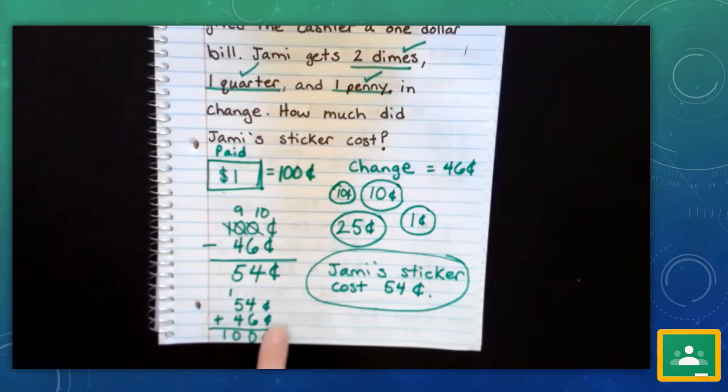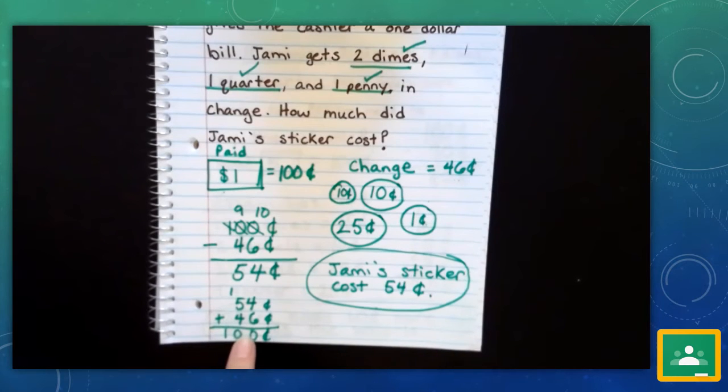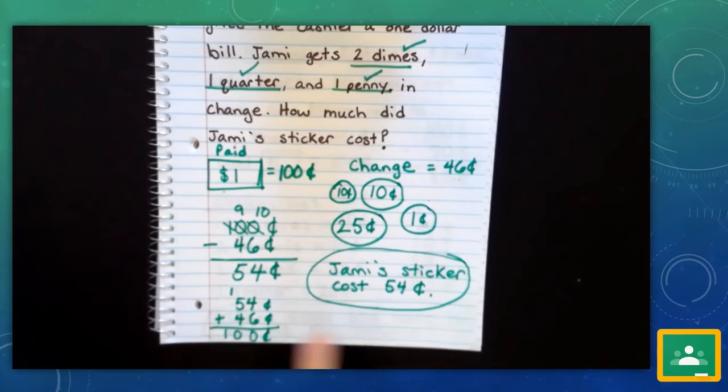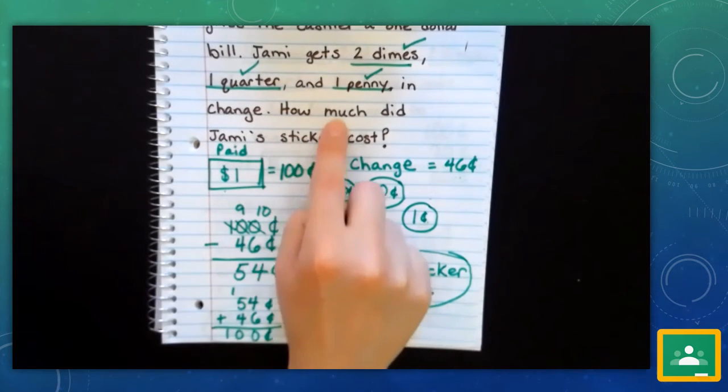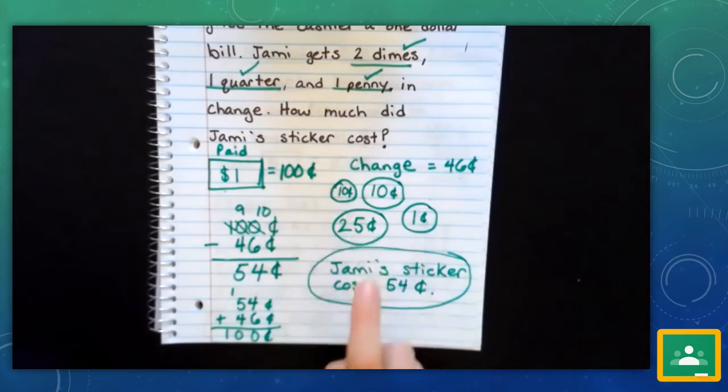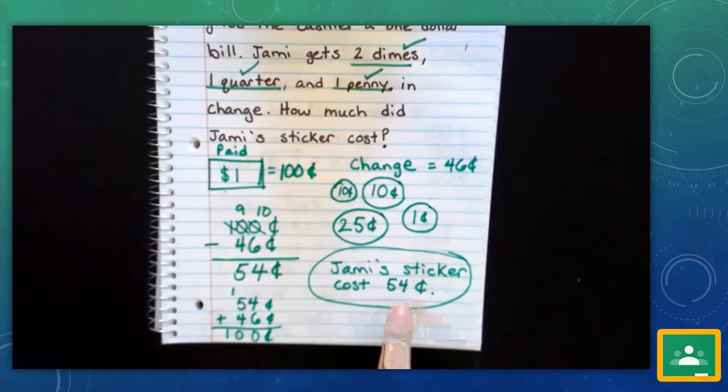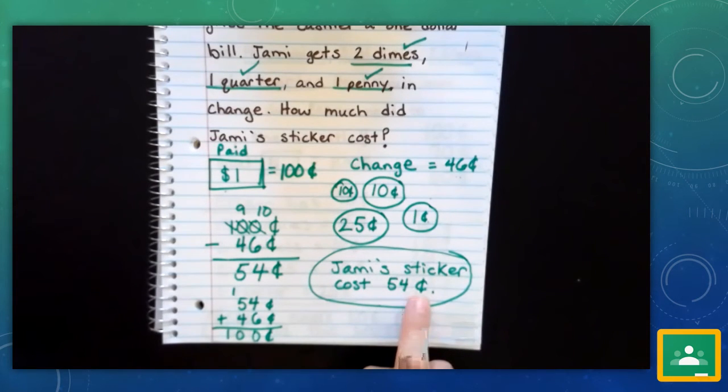And to check my work, I added my 2 parts together. I added them together to make sure that they did equal 100 cents or $1, and I was correct. So now I can answer the question, how much did Jamie's sticker cost? Jamie's sticker cost 54 cents.